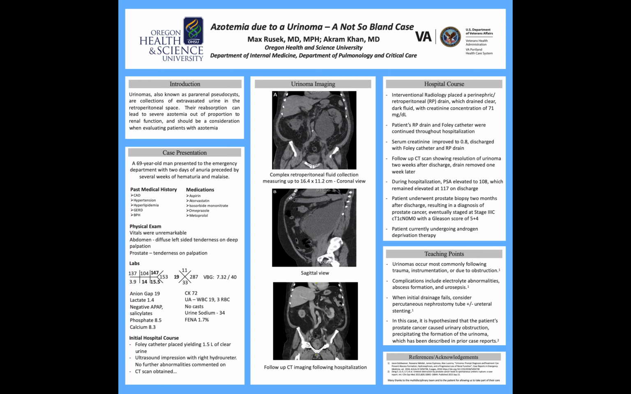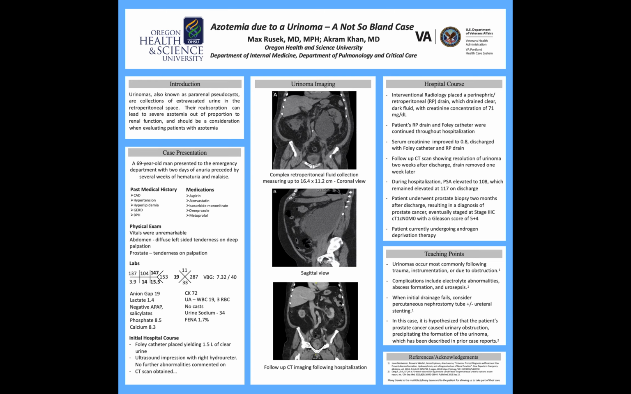I'm one of the PGY2s here at OHSU, and I'm here virtually to discuss my case titled Azotemia due to a urinoma, a not-so-bland case. As an introduction, urinomas, also called pararenal pseudocysts, occur when urine collects in the retroperitoneal space when it becomes extravasated from the collecting system. Their formation and subsequent reabsorption can cause azotemia out of proportion to renal function and should be a diagnostic consideration when evaluating azotemia.